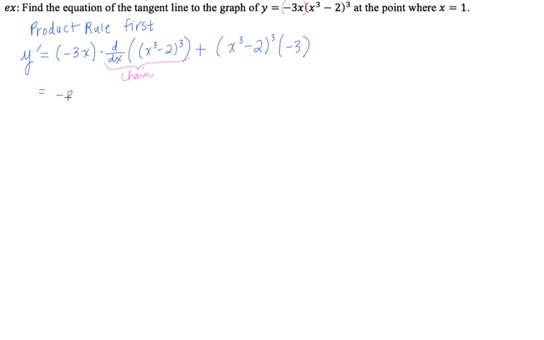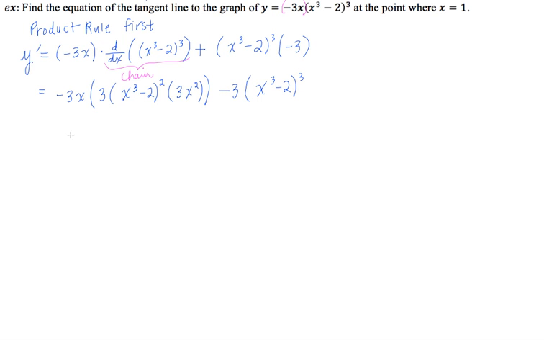So we get negative 3x times this derivative. So we'll bring the 3 down out front to differentiate the outer function around the inside function, and decrease the power to 2, times the derivative of this inside function, which is 3x squared. And then this one, we could write it like this, but I'm going to move the minus 3 out to the front, and write it as minus 3 times (x cubed minus 2) all cubed.